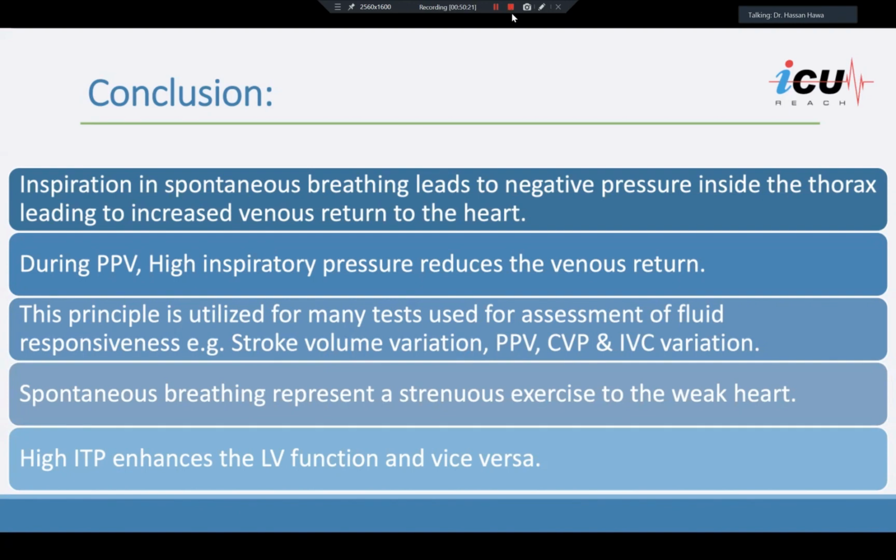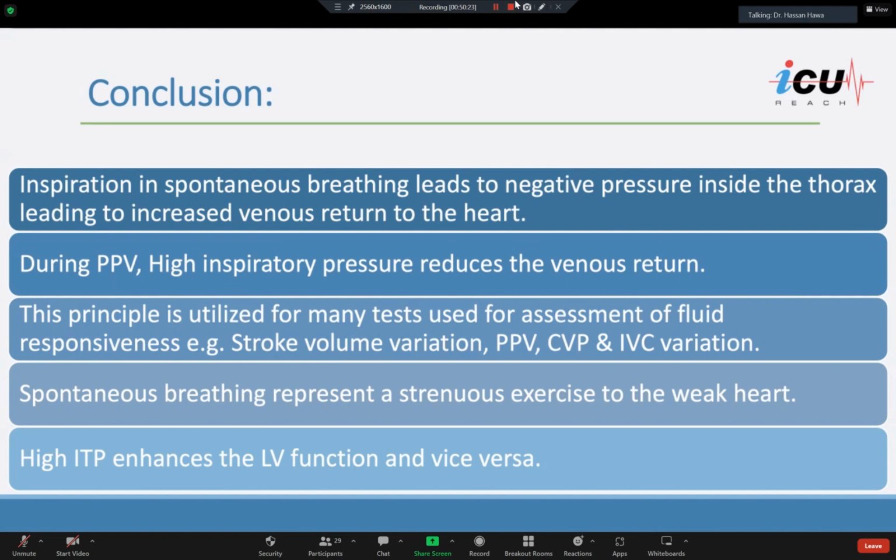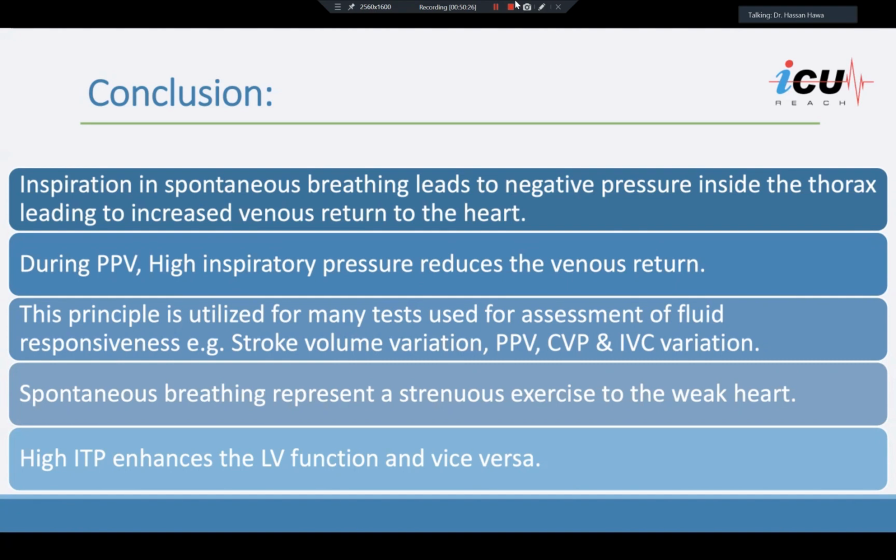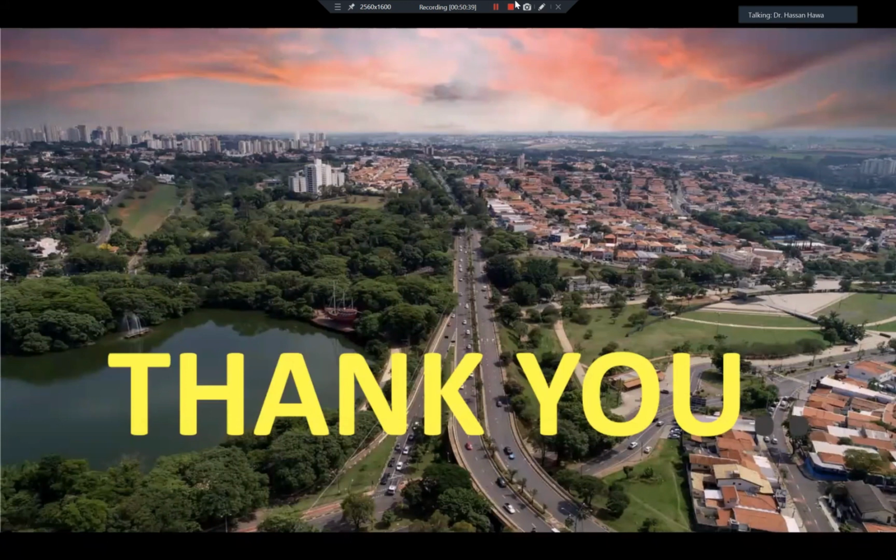Spontaneous breathing represents a strenuous exercise for the weak heart, so please pay attention whenever you are weaning somebody from positive pressure ventilation to negative pressure ventilation. High ITP, or intrathoracic pressure, enhances left ventricular function and vice versa. With this, I'll conclude this session and take any questions before we move to the next session, the hemodynamic jigsaw puzzle.